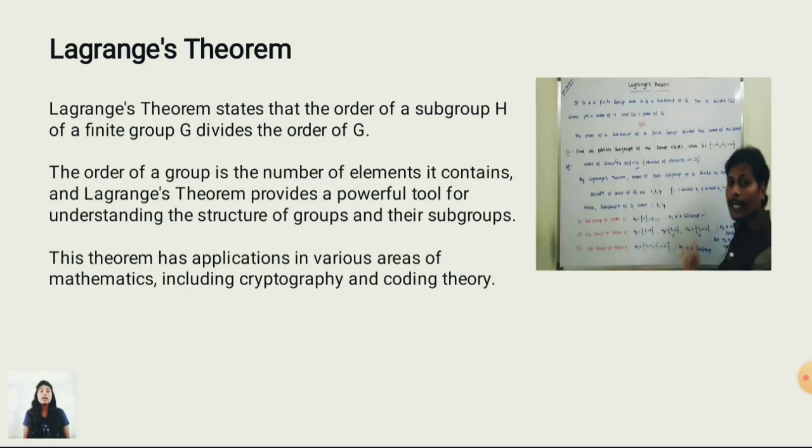Lagrange's theorem. Lagrange's theorem states that the order of a subgroup H of a finite group G divides the order of G. The order of a group is the number of elements it contains. Lagrange's theorem provides a powerful tool for understanding the structure of a group and its subgroups. This theorem has applications in various areas of mathematics, including cryptography and coding theory.